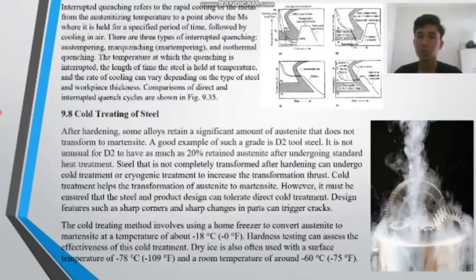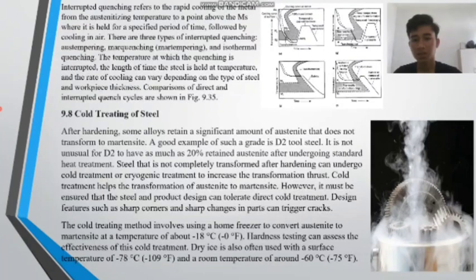Next, interrupt quenching refers to the rapid cooling of the metal from the austenitizing temperature to a point above the martensite start temperature, where it is held for a specific period of time, followed by cooling in the air. There are three types of interrupt quenching: auto-tempering, mild quenching or martempering, and isothermal quenching. The temperature at which the quenching is interrupted, the length of time the steel is held at temperature, and the rate of cooling can vary depending on the type of steel and workpiece thickness. Comparisons of direct and interrupt quench cycles are shown in figure 9.35.